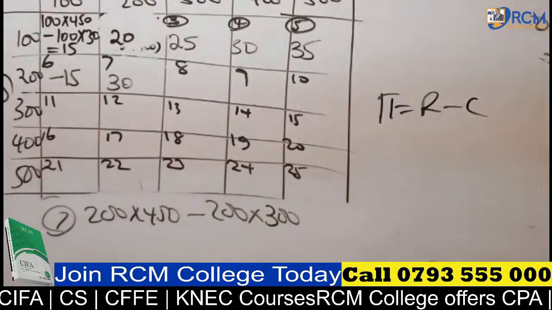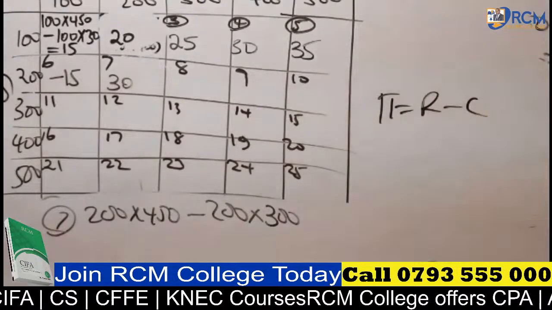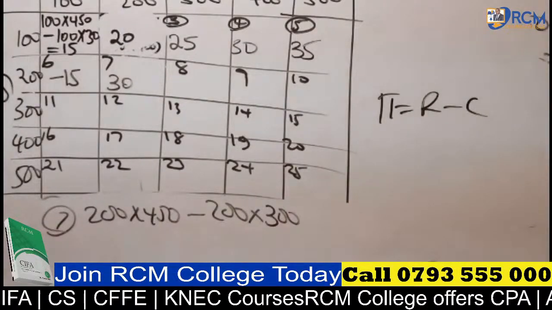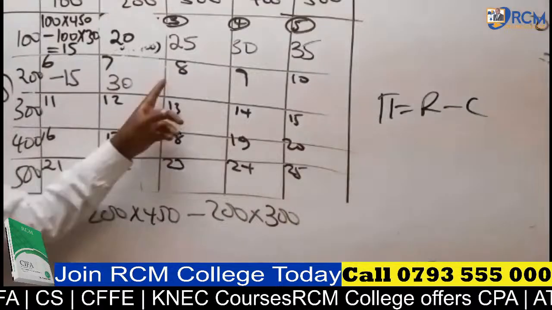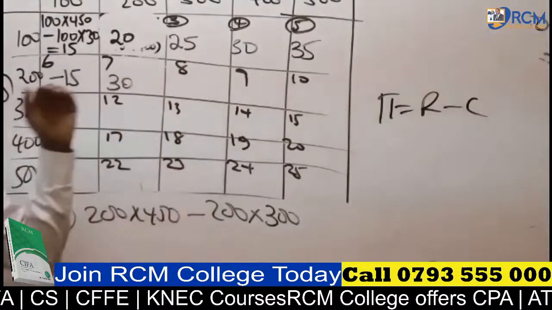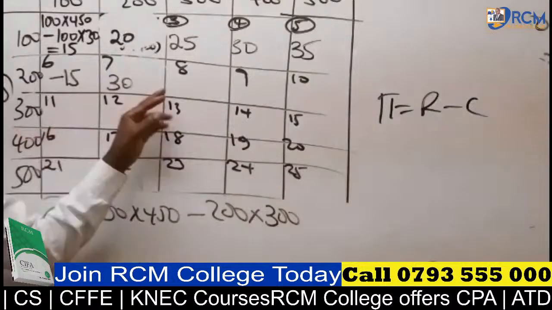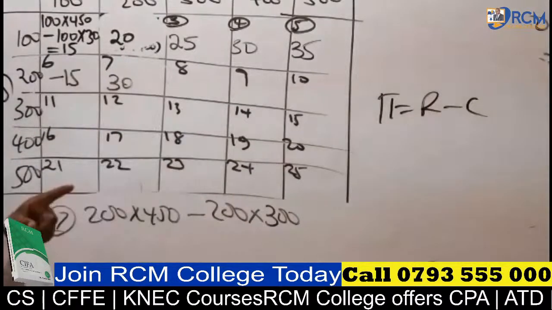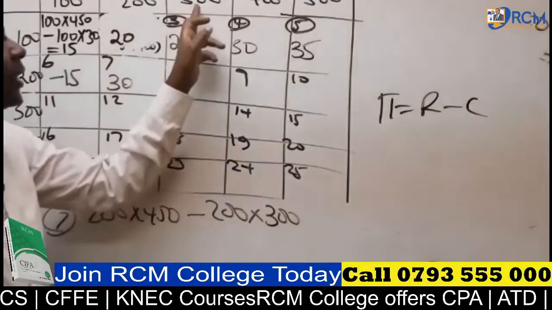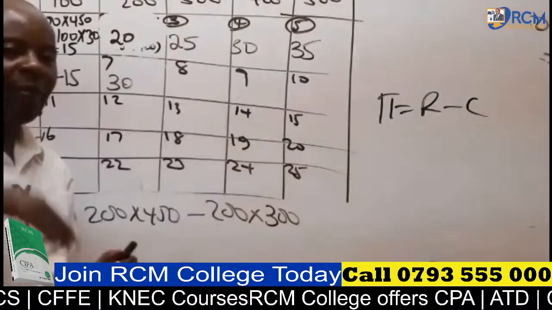Jerry Mwangi wants me to do cell number 8. Look at cell number 8, Jerry. What is happening in cell number 8? We have supplied how many cells? 200. But how many have been demanded down there? 300. So the demand is more.